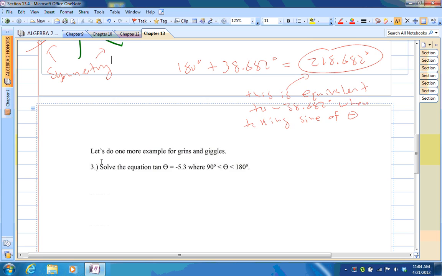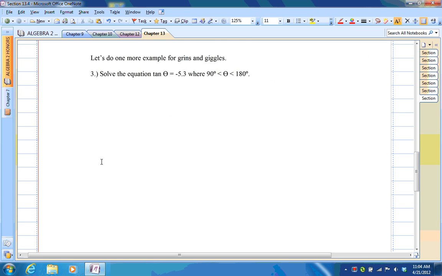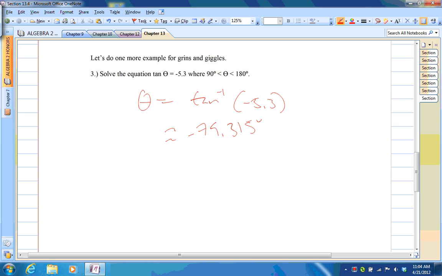Let's try one more so you've got it. One more example for grins and giggles. Solve the equation tan theta equals negative 5.3, where theta is between 90 and 180. So theta will equal inverse tan of negative 5.3. Use a calculator, inverse tan of negative 5.3. We get negative 79.315 degrees, so that will be in Q4.